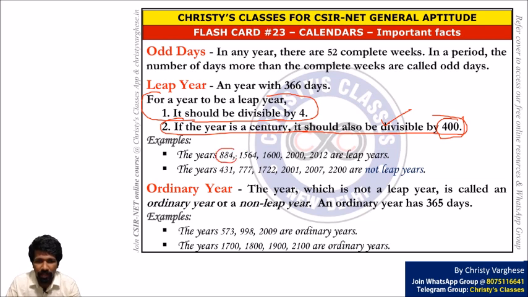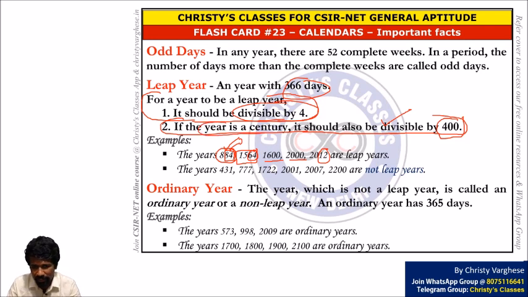Look at this example, 884. 884 is a multiple of 4. To check a multiple of 4, in the numbers chapter we learned the theory. The last 2 digits, that is 84, is a multiple of 4. So 884 is also a multiple of 4. Divisible by 4 means multiple of 4, exactly divisible, that's the meaning. That means 884 is exactly divisible by 4, so that is a leap year. That means it will have 366 days. 1564 is also a leap year, because 64 is a multiple of 4. About 1600 and 2000 I will explain. 2012, 12 is a multiple of 4, so 2012 is also a leap year. In those cases it's okay.